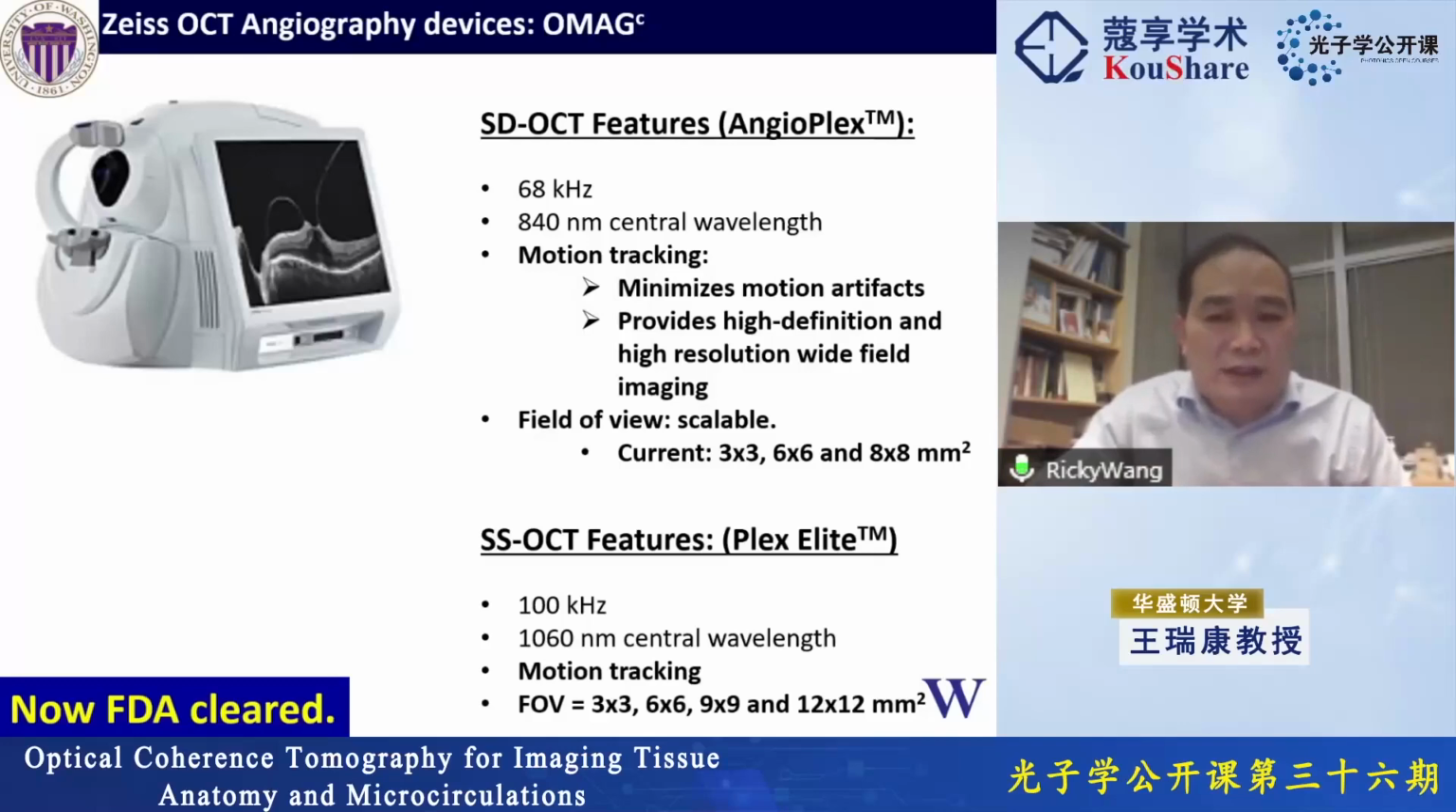Okay, and this is a very important feature for the commercial systems. If you are interested in clinical translation, this is a must-have point you have to consider in your system design. So the commercial system has motion tracking. Motion tracking minimizes the motion artifacts, and also provides the ability for high definition and high resolution wide field of view imaging, which I will talk about later.